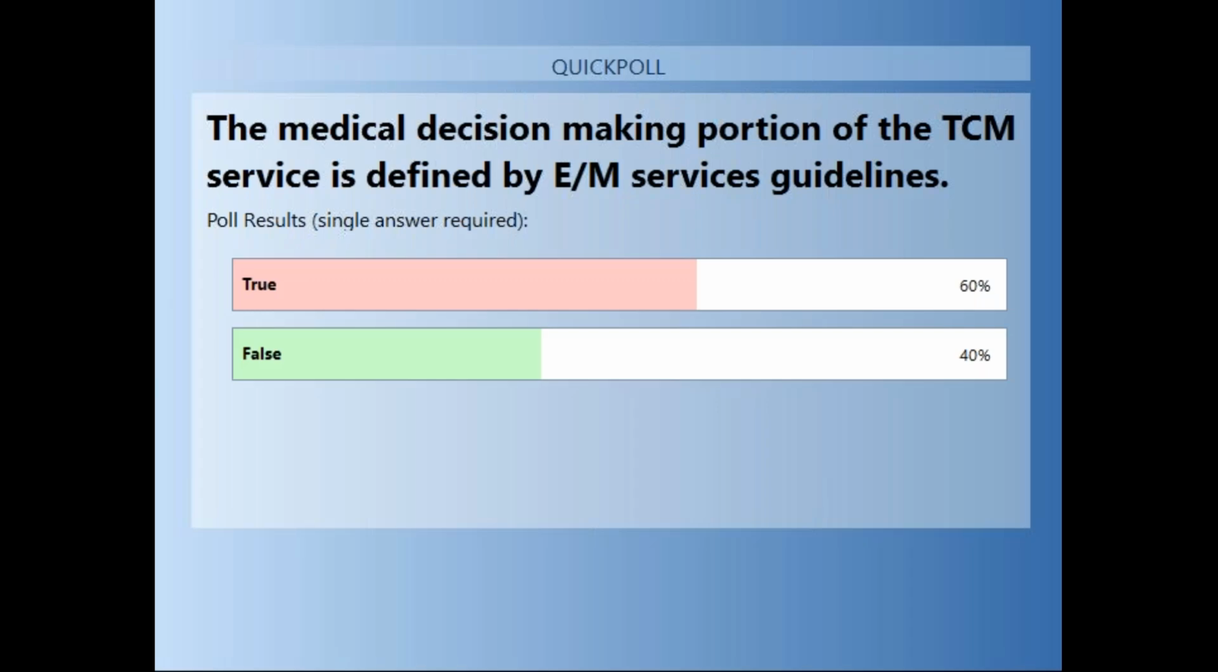I'm sharing the responses. Okay, Shay, we got a split here. We've got 60% who say this is true, and we've got 40% who say it's false. What can you tell us? Okay. Yeah, so that's good. The majority of you were correct. This is true. The medical decision-making goes off of those E&M guidelines. So TCM does not have its own medical decision-making concept to follow. It's all based off of those E&M service guidelines. So that's what we just went over. Those were all based on the E&M service guidelines.